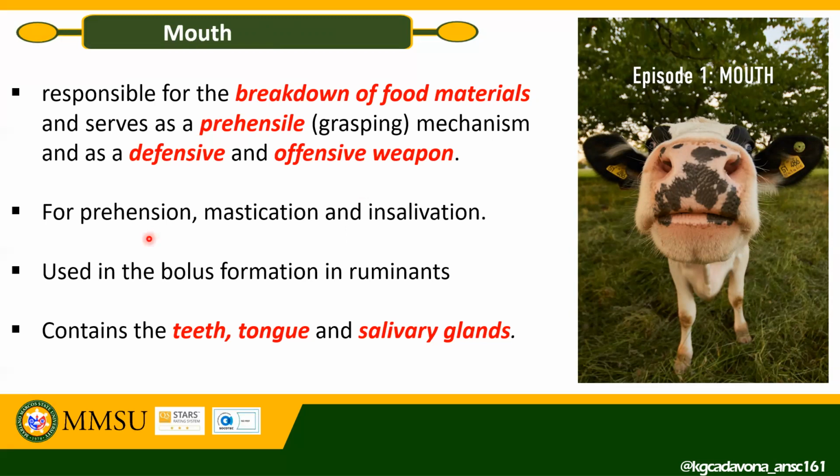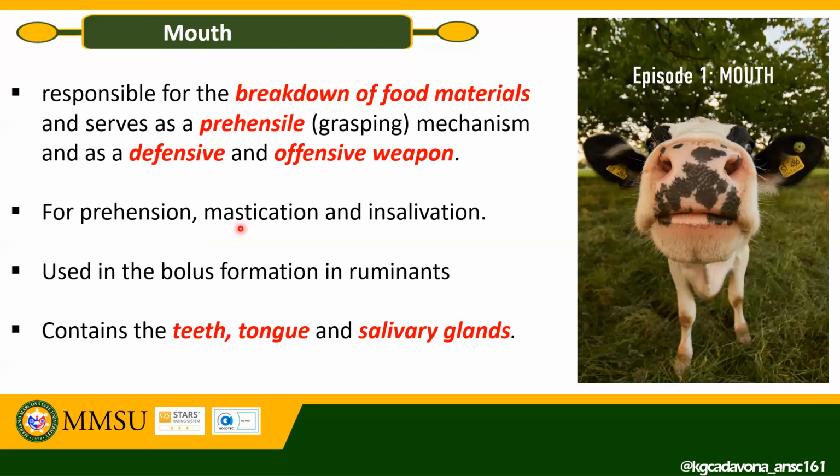It says here that it is for prehension, mastication, and insalivation. When we say prehension, this is usually the ingestion, the taking in of feed into the mouth of the animal. When you observe ruminant animals, what they use to convey the feed materials is their tongue and then the lower incisors. We mostly notice this in cattle. But in the case of sheep, they usually ingest the feed materials through their lips or muzzle and even with their teeth.